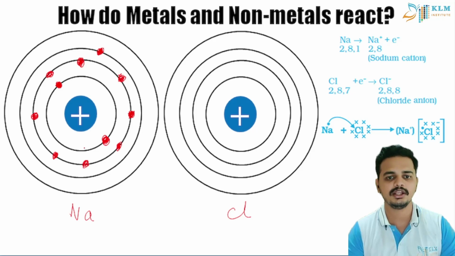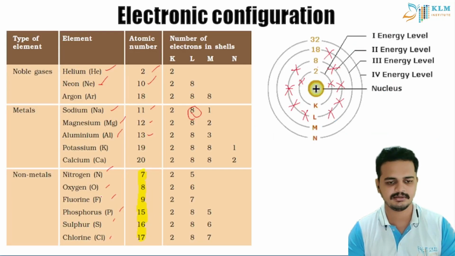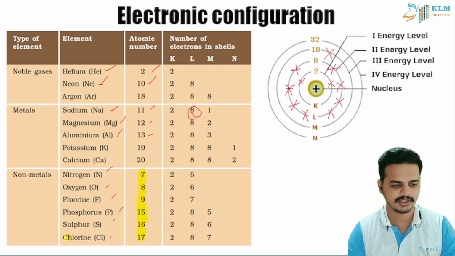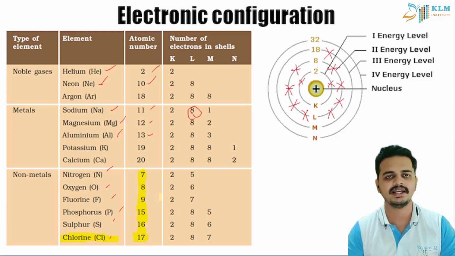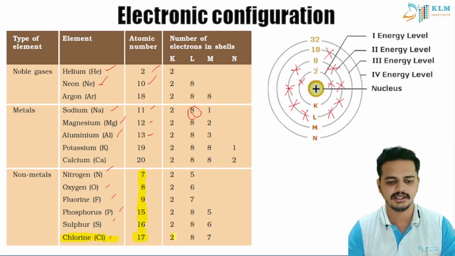Now in the chlorine atom, let's check our previous table here. In chlorine, we have 17 electrons. The atomic number is 17, hence the number of electrons will be 17. In the K shell, it has 2 electrons because the capacity is complete.